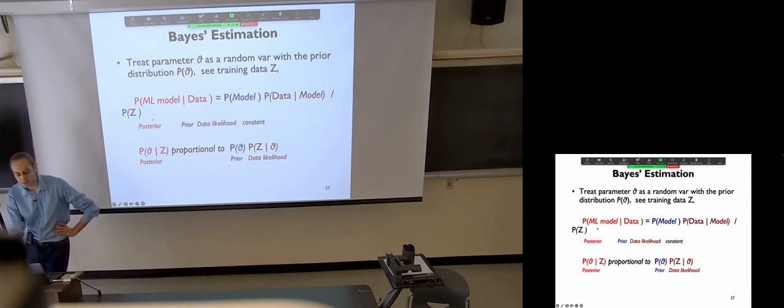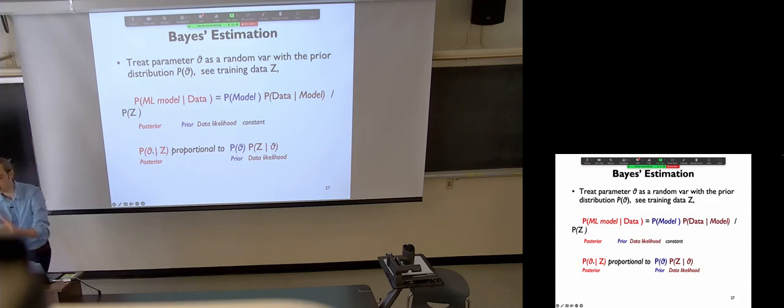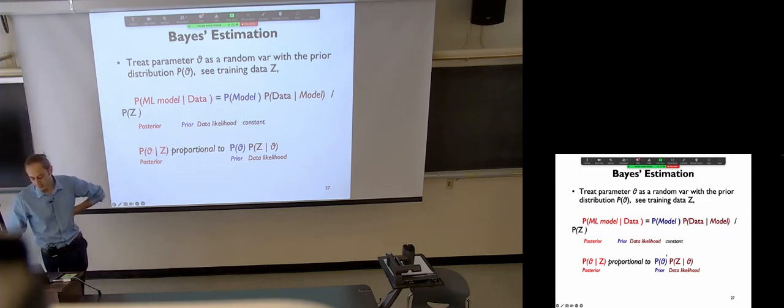And in the case, for example, if our model was that parameter theta, in our coin flip, this was our model, that parameter theta. And this is proportional to, again, the prior times the data given the parameter theta. So here our train data is called Z.